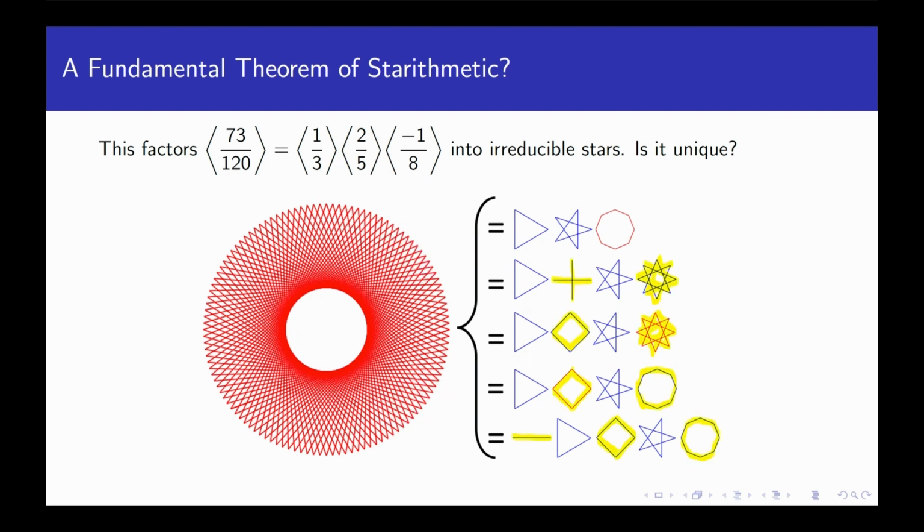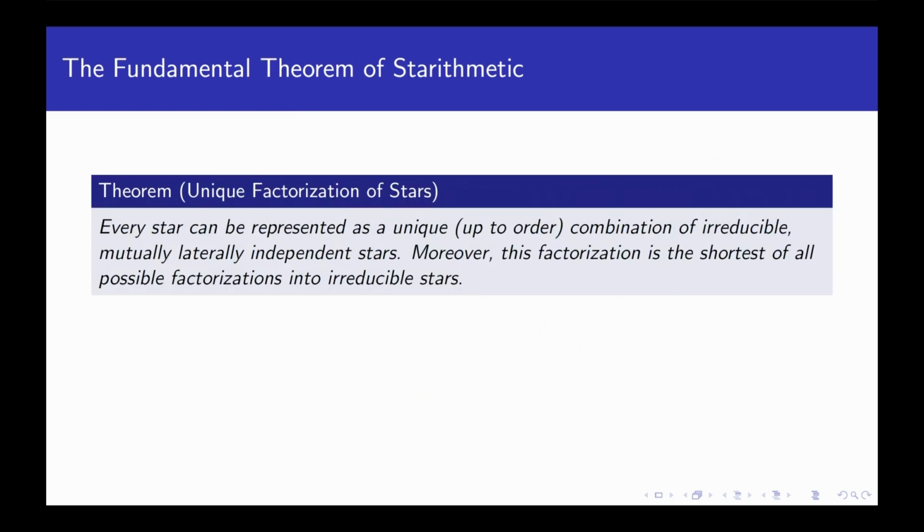But in 4 of these factorizations, there are dependence relations among the reducible stars. In all these pictures, in each one of those rows, the yellow star on the right is laterally dependent on the yellow stars on the left. Only one of them doesn't have any of those, and that's the theorem. Every star can be represented as a unique, up to order, combination of mutually laterally independent, irreducible stars. And this one unique ordering is the shortest of all possible factorizations into irreducible stars.